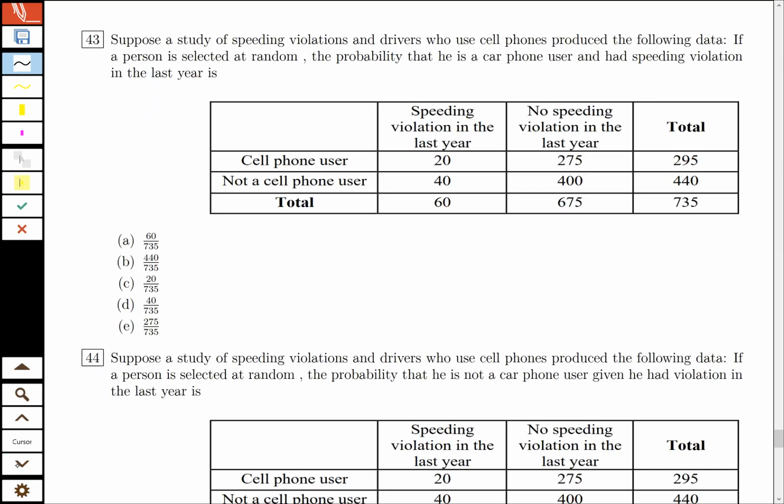Same question again, but we change only what we want. The probability that he is a car phone user and had a speed violation. He said and, so we go to the first event, which is car phone user. Where is car phone user? That is cell phone user. And he gets what? Speed violation.